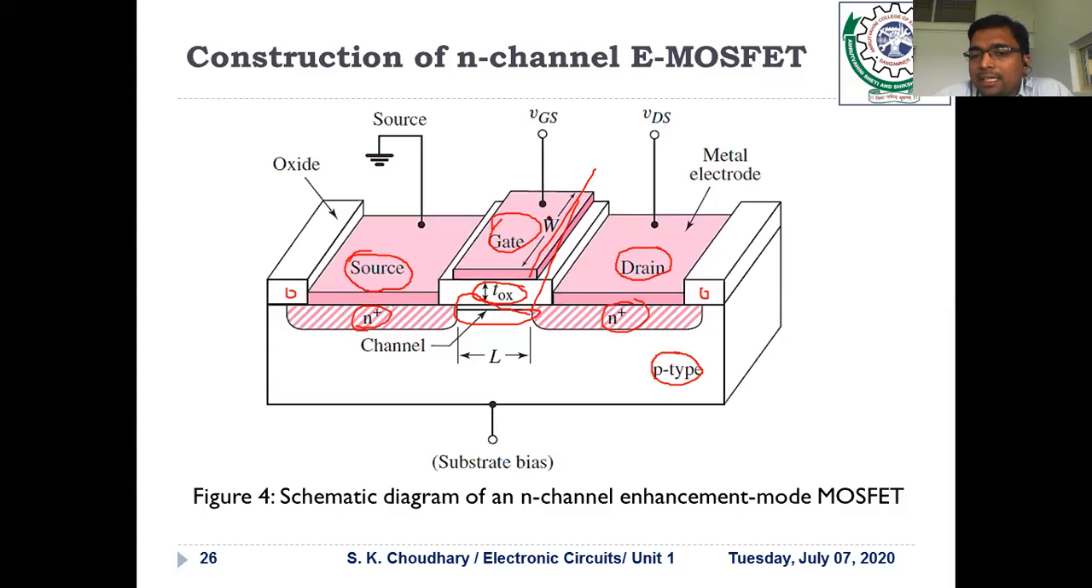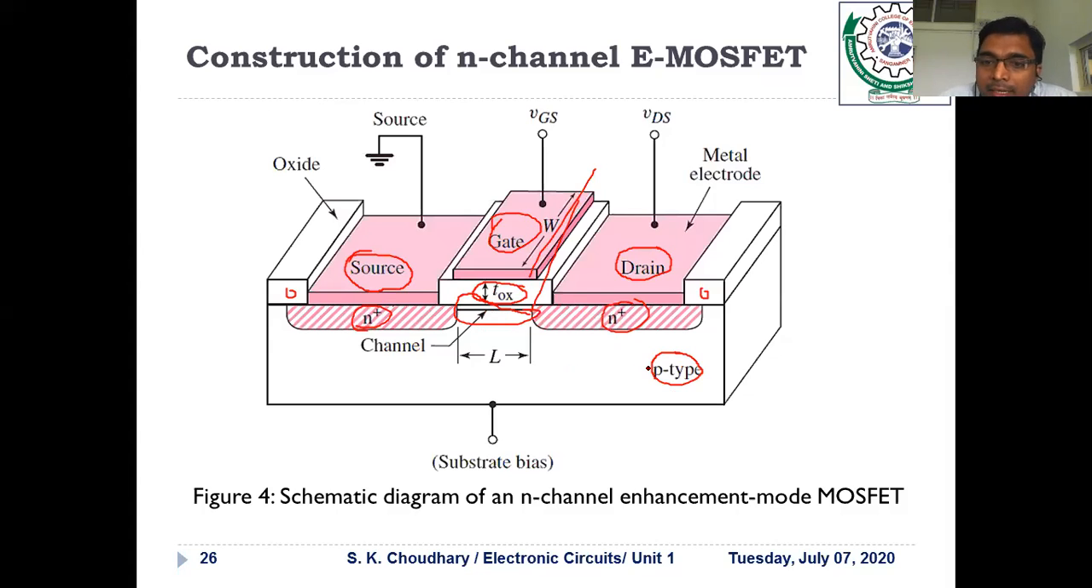Why am I saying N-channel? Because we are using a P-type substrate and N plus doped source and drain. Because of this N plus material, the channel would be formed here, and that would be due to the electrons. That's why it is called the N-channel.